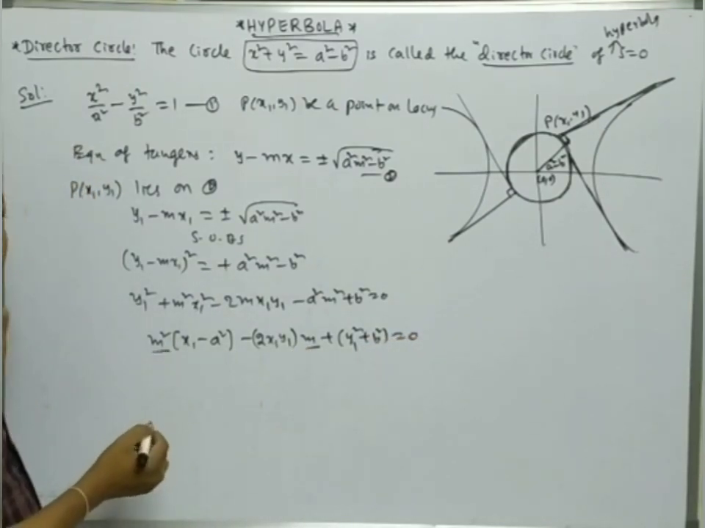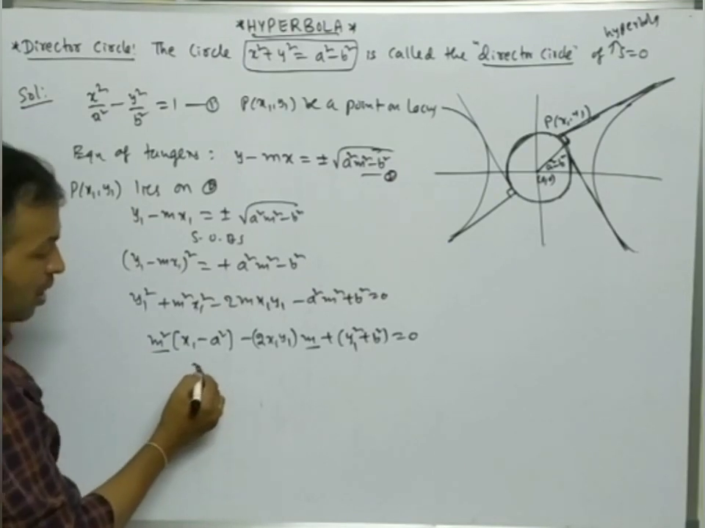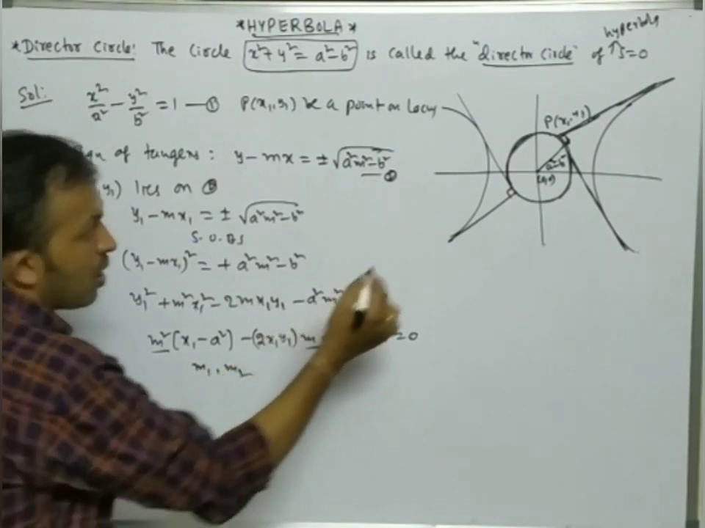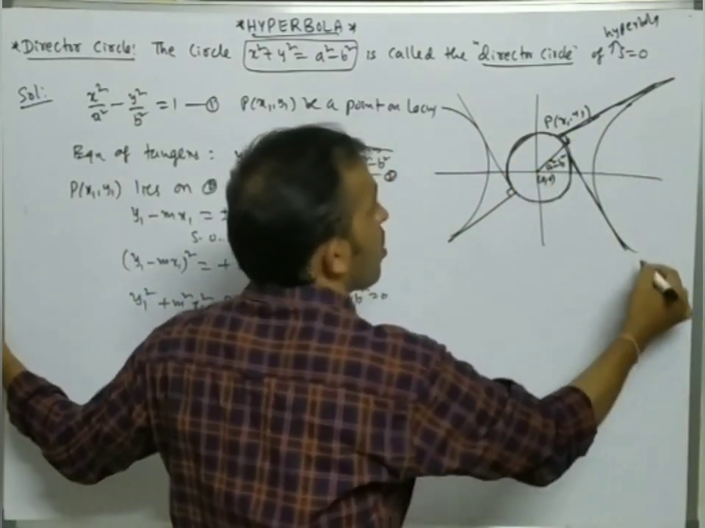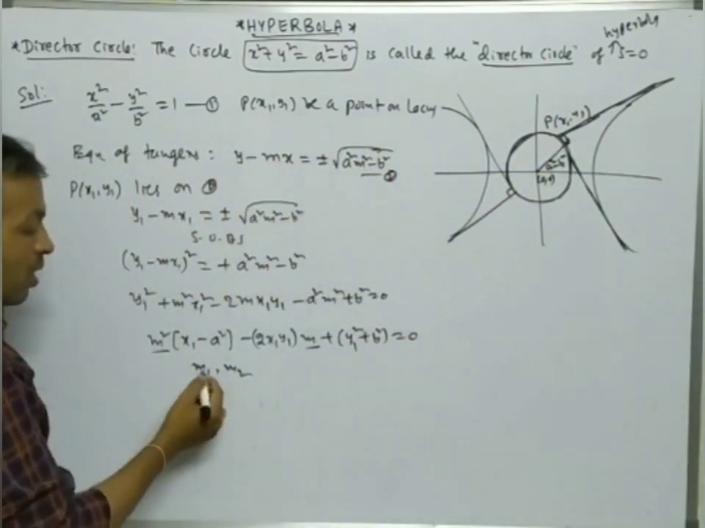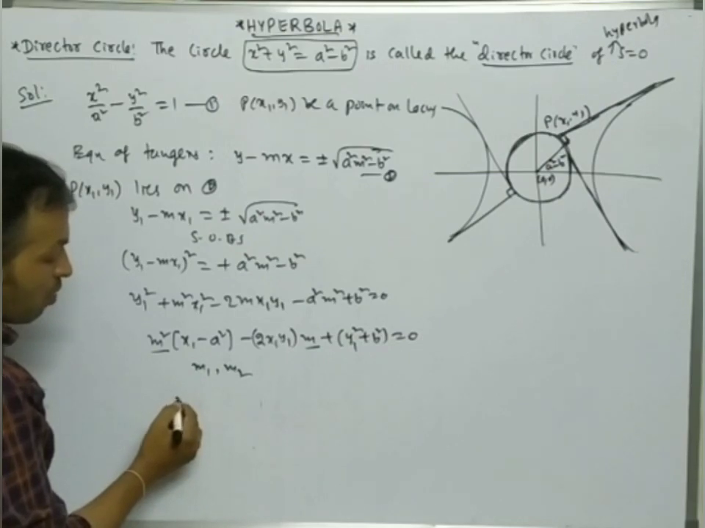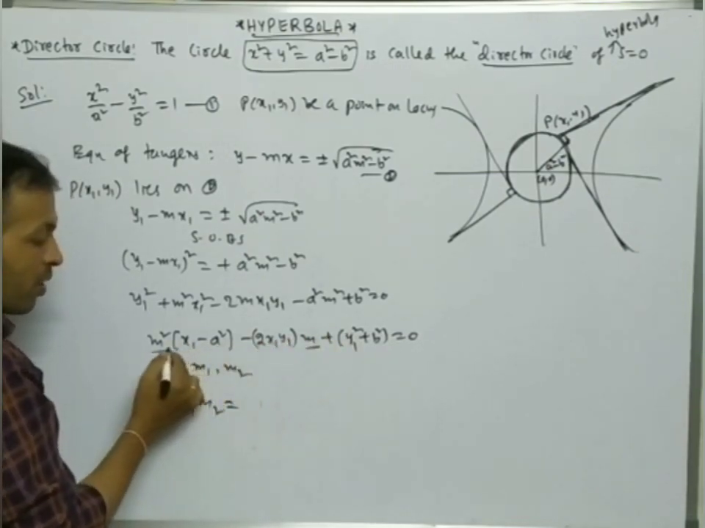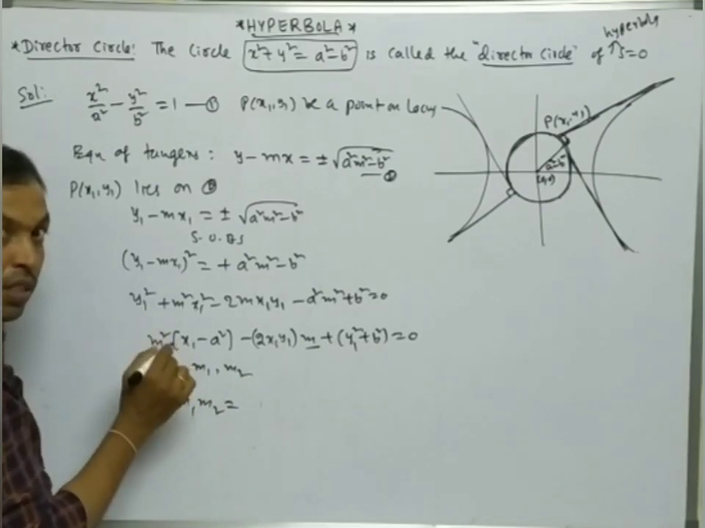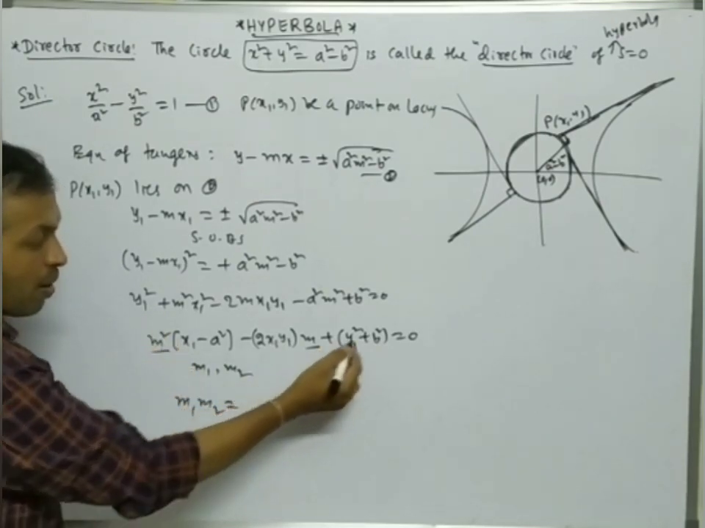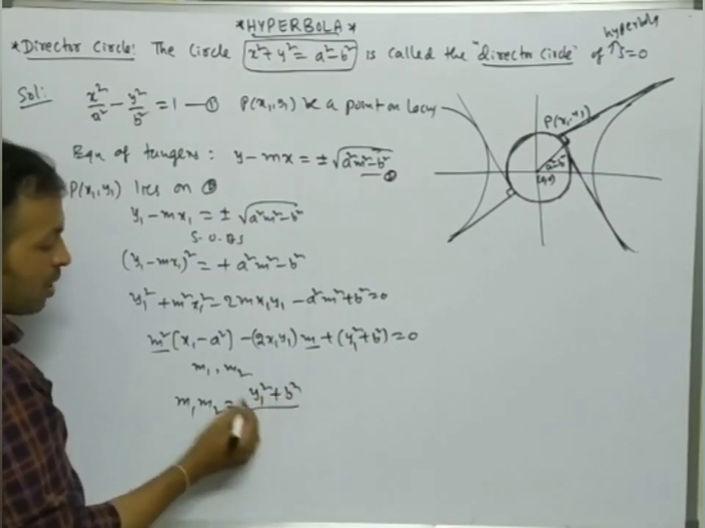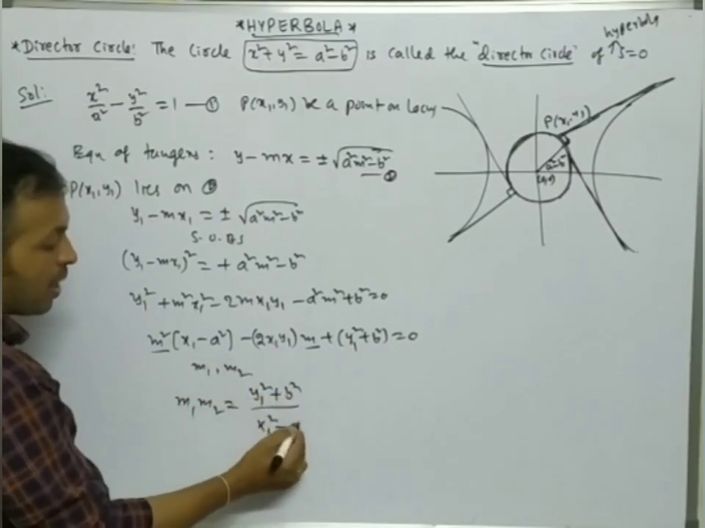This is a quadratic equation in terms of m, having roots m1 and m2. m1 is the slope of one tangent, m2 is the slope of another tangent. Here we got two roots. So what is the formula for the product of roots? For a quadratic in m, m1m2 = c/a, which means (y1² + b²)/(x1² - a²).